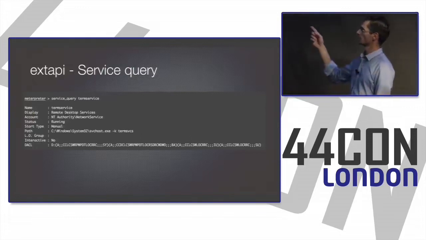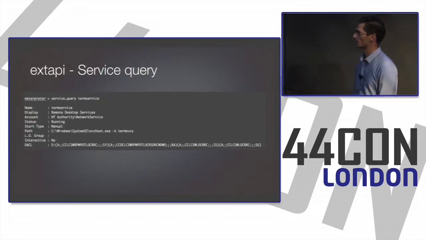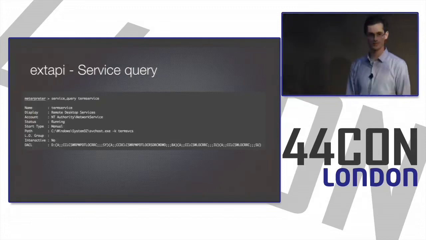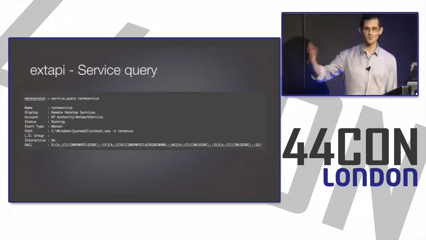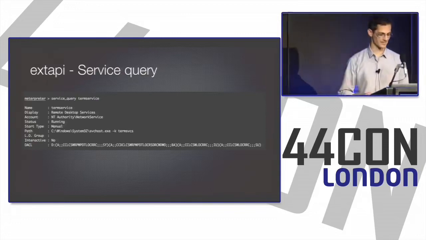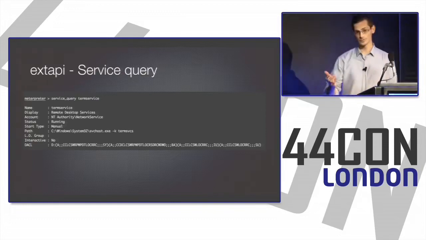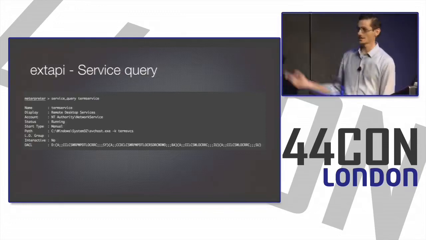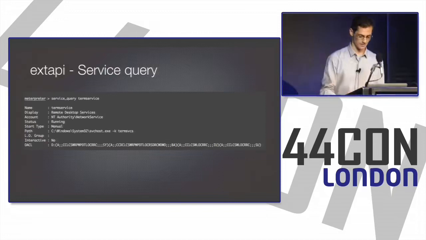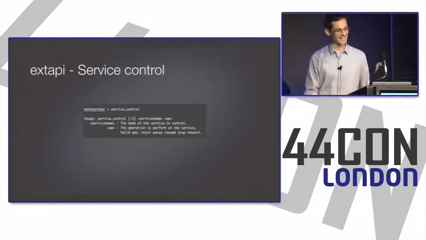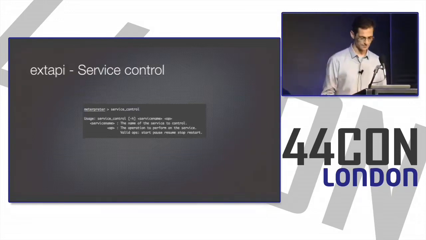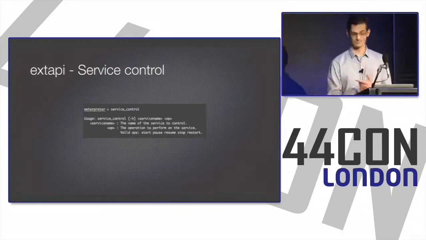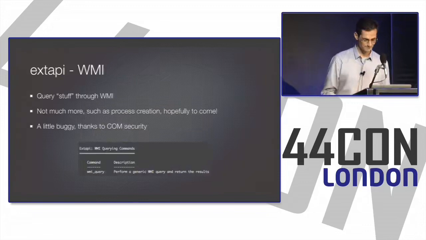Pardon the rather abusive DACL string. I'm yet to implement something that actually parses that into something readable. If anyone feels like contributing that, that would be lovely. Save me from having to do it. Or if you're a machine and you can read that as is, then good on you. And then there's a service control which allows you to start, stop, pause, all that kind of stuff, which I admit I haven't used, but it's there.